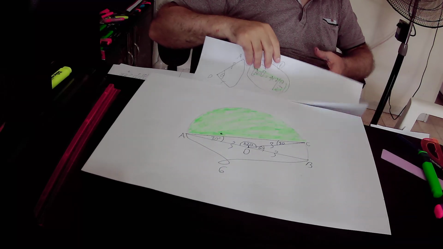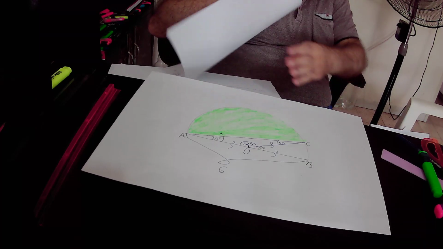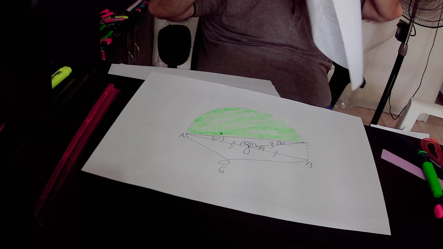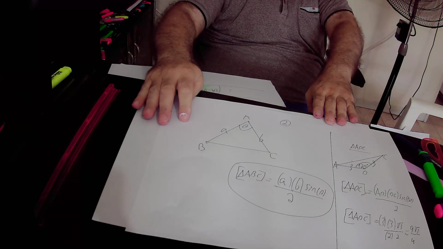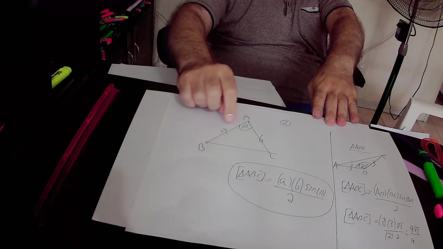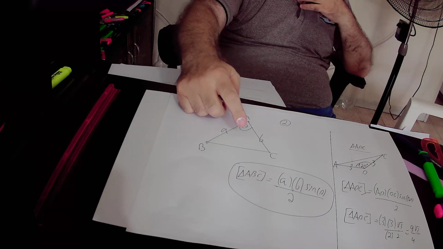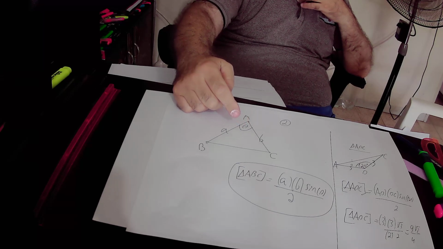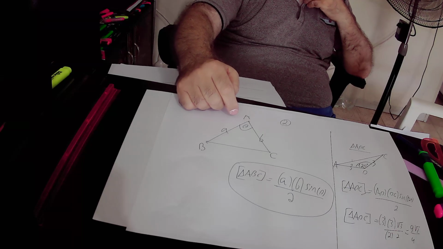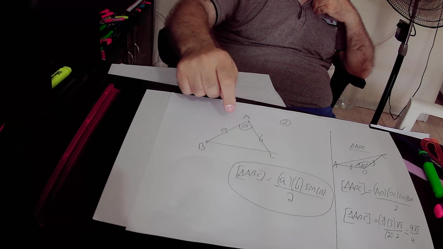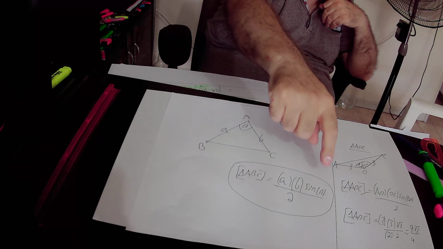Then I presented to you a new formula for the area of any triangle. Here we have triangle ABC. This triangle ABC could be any triangle. We know that the length of side AB is A units, the length of side AC is B units, and the angle between side AB and side AC is theta. Then, according to the new formula, the area of this triangle ABC equals A times B times sine theta over 2. Again, the area of triangle ABC equals A times B times sine theta over 2.